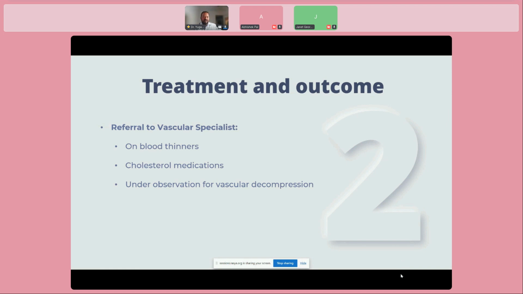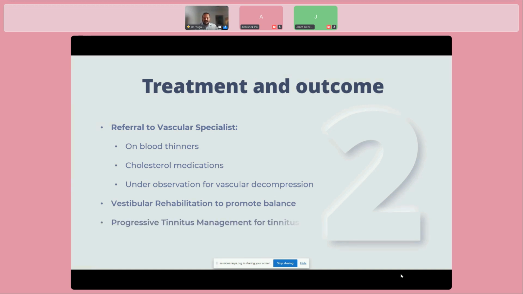The treatment option was that he has to see a vascular specialist now, because that is the culprit. So we have this patient on blood thinners and cholesterol medications and under observation for vascular decompression. Vascular decompression surgery is not common, especially in India, so this patient is still waiting on any of that help.